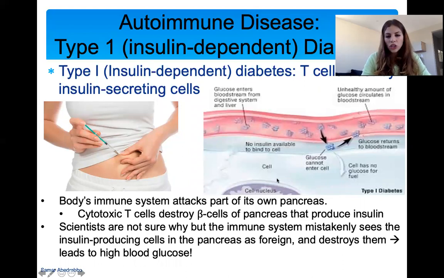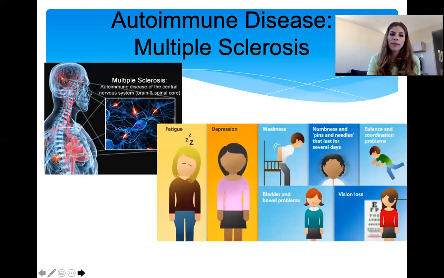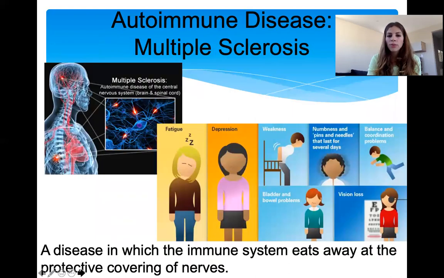Scientists are not sure why the immune system starts seeing these insulin-producing cells as foreign, but it does, and it leads to high blood glucose. The treatment for this is you give someone what they're lacking. You give them insulin because their body cannot make it.